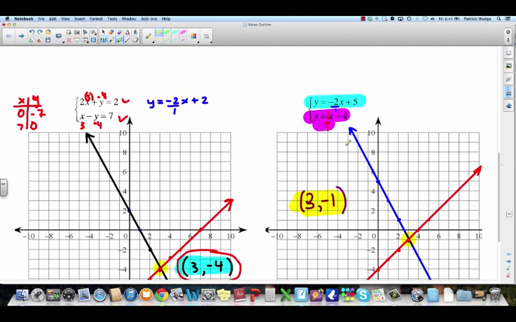Let's make sure that is the actual answer. So let me get rid of all this. I'm using highlighter way too much today. If I put 3 into the x and negative 1 into the y. Okay, negative 2 times 3 is negative 6. Plus 5 is negative 1, and that's exactly what it's supposed to equal. That works. If I put 3 into the x and negative 1 into the y, 3 take away 4 is negative 1. That works too. This is definitely the right answer right there.